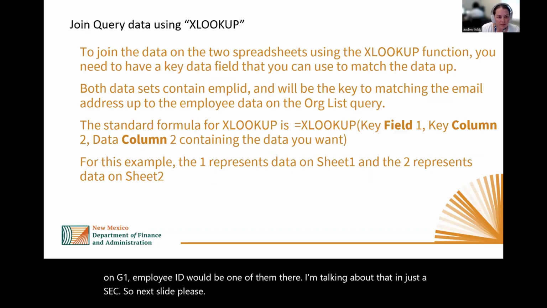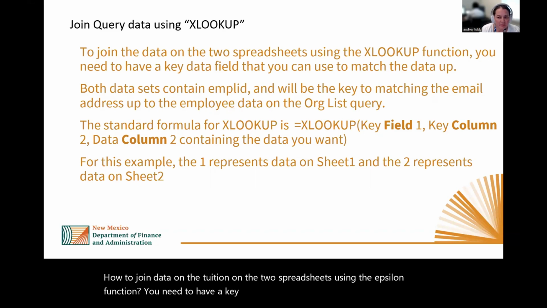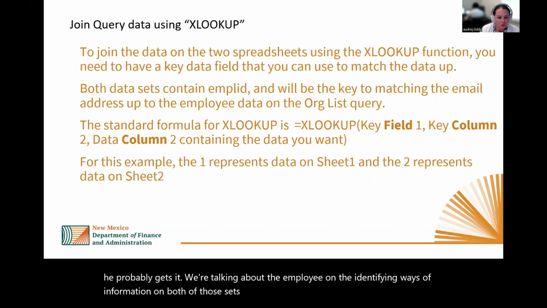So to join data on the two spreadsheets using the XLOOKUP function, you need to have a key data field that you can use to match the data up. And you probably guessed it, we're talking about the employee ID. That is the identifying piece of information on both of those sets of data that you can use to join the data together. So that is what we call a key.